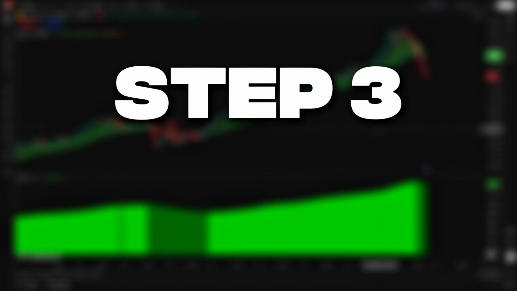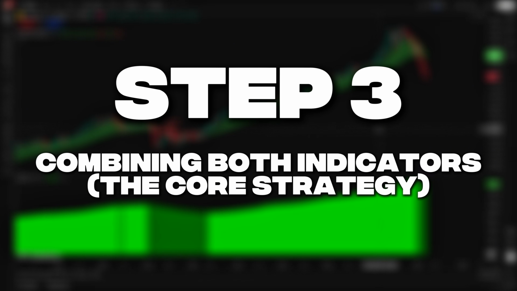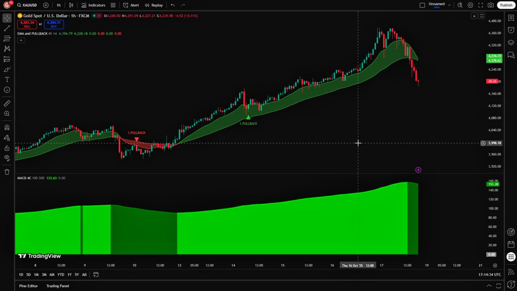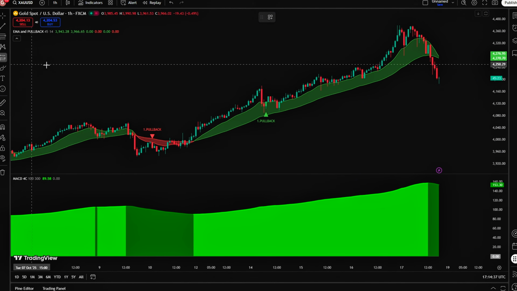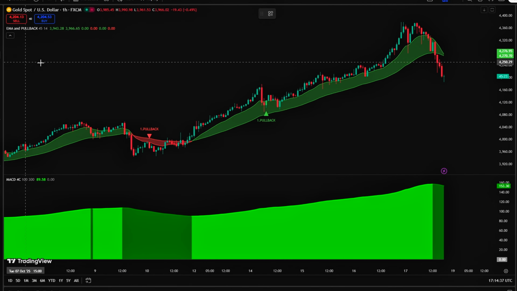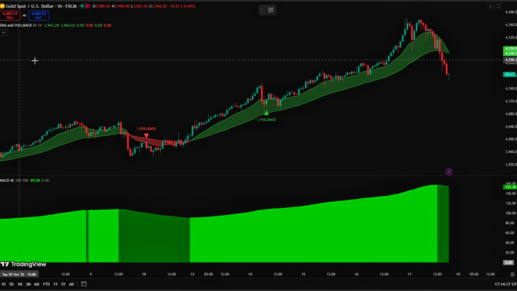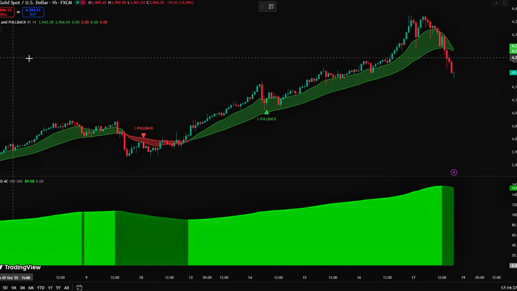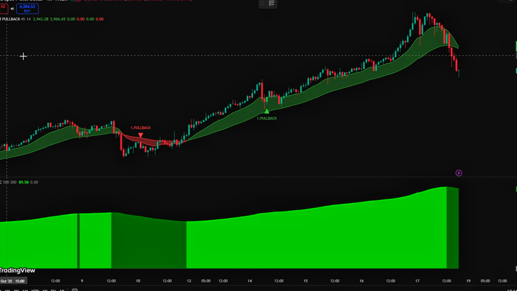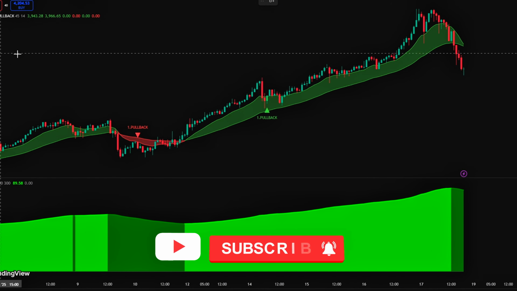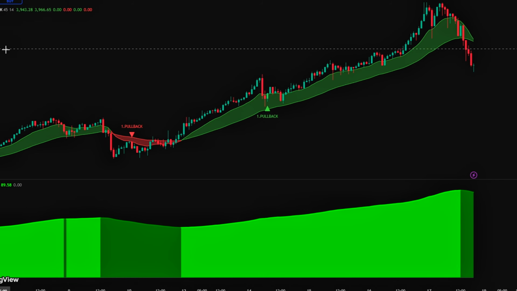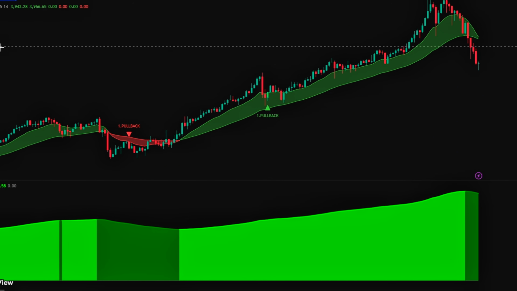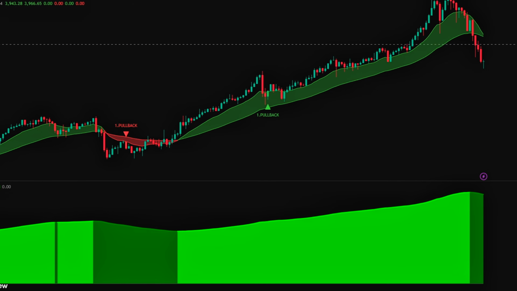Step 3. Combining both indicators, the core strategy. Now that both the EMA and Pullback indicator and MACD4C indicator are set up, it's time to bring them together into a single rule-based trading system. This combination gives you both structure from the EMA ribbon and momentum confirmation from the MACD4C, forming a disciplined, high-probability strategy that avoids chasing random moves.